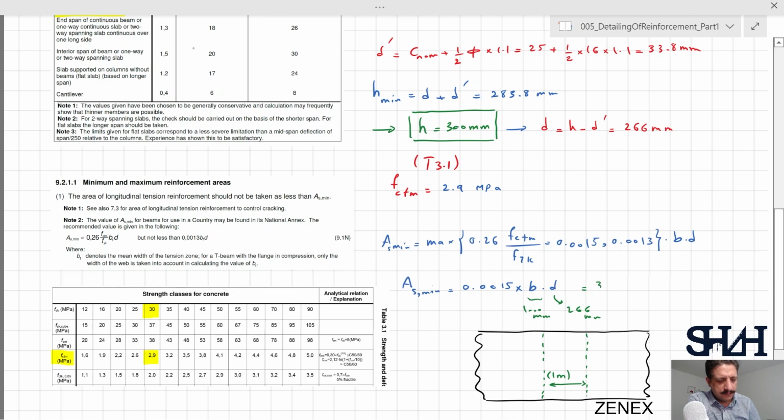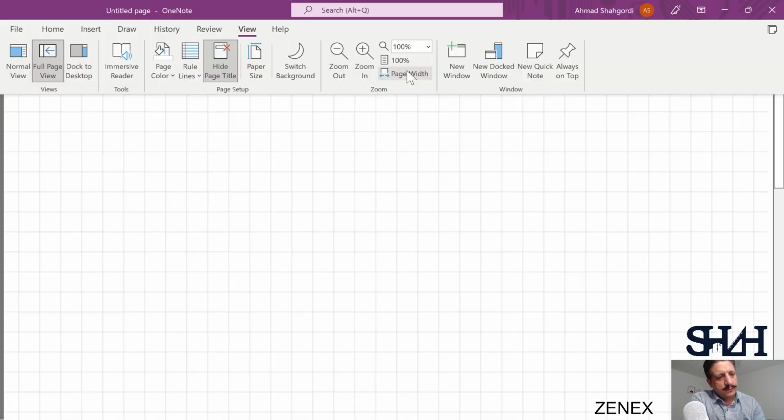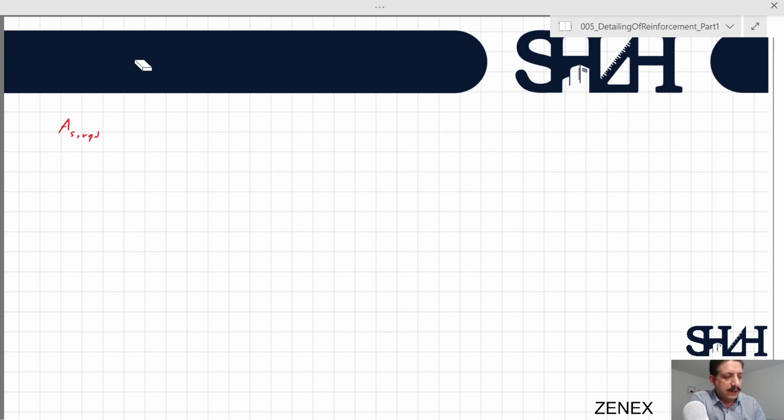So it is 399 square millimeter. But instead of writing square millimeter, we always write it down as millimeter square divided by meter. It means that in every meter, we need about 400 square millimeter of reinforcement. Now for the primary reinforcement, we need AS minimum of 400 square millimeter in every meter, and we are using T16.